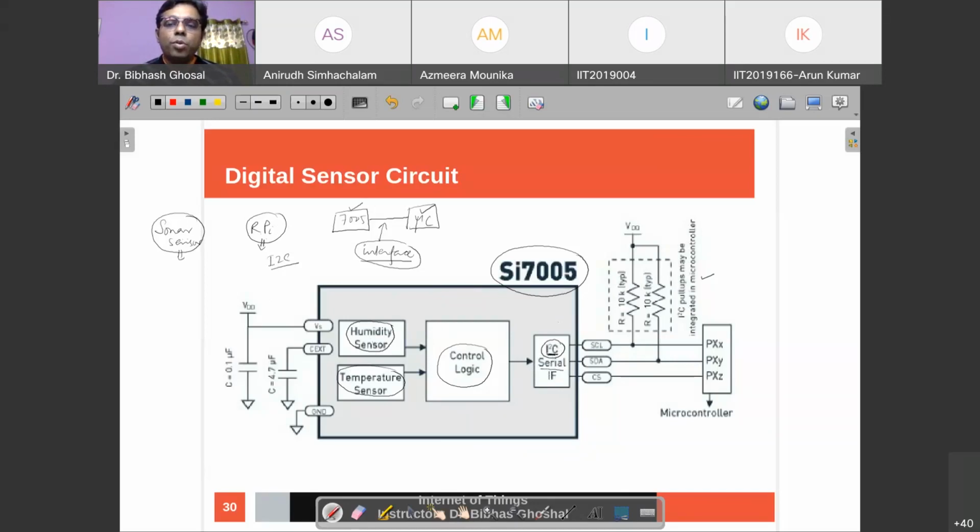I2C is a serial protocol. The data that is transmitted from the sensor which captures it to the microcontroller is serial. Let's say, for example, assume that this is a digital sensor. So the data it will capture is like 101010.